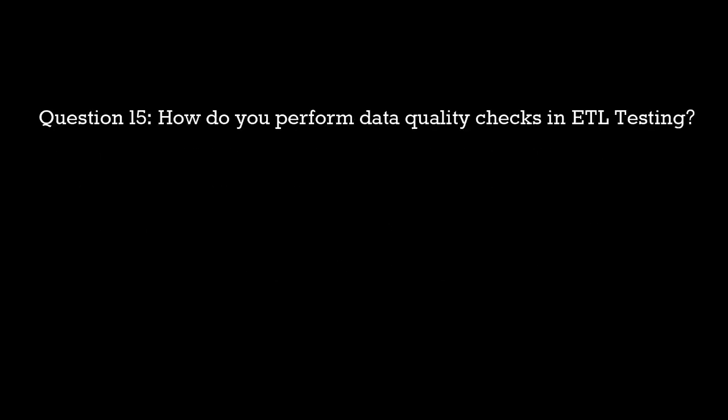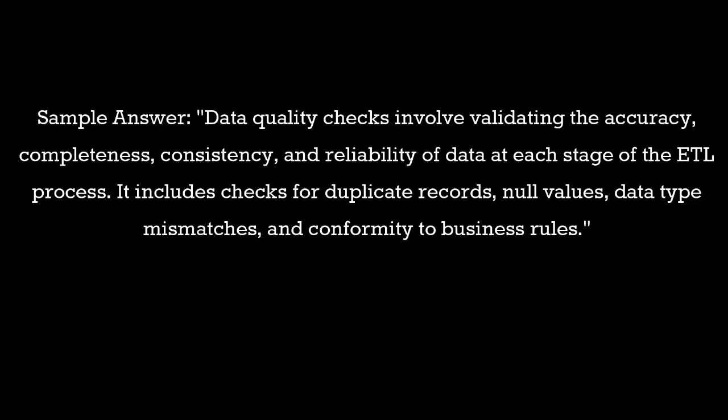Question 15. How do you perform data quality checks in ETL testing? Sample answer. Data quality checks involve validating the accuracy, completeness, consistency, and reliability of data at each stage of the ETL process. It includes checks for duplicate records, null values, data type mismatches, and conformity to business rules.